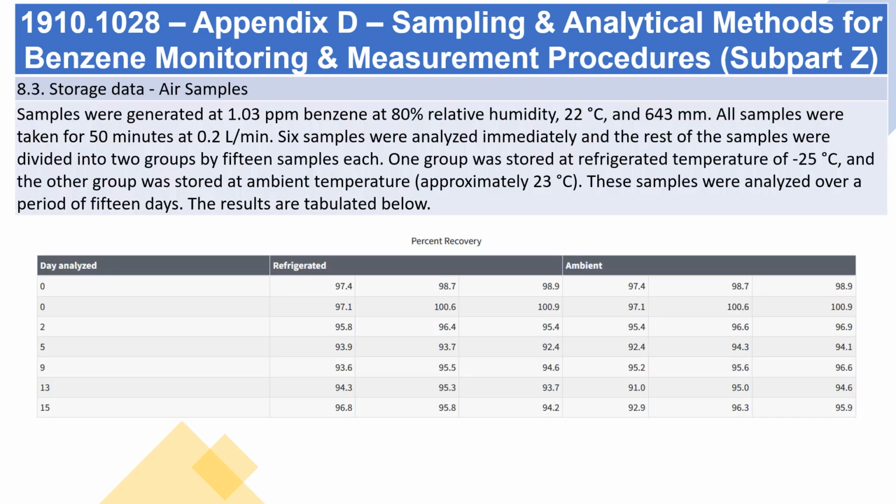8.3 Storage data, air samples. Samples were generated at 1.03 ppm benzene at 80% relative humidity, 22 degrees Celsius, and 643 millimeters. All samples were taken for 50 minutes at 0.2 liters per minute. 6 samples were analyzed immediately and the rest of the samples were divided into 2 groups of 15 samples each. One group was stored at a refrigerated temperature of -25 degrees Celsius, and the other group was stored at ambient temperature, approximately 23 degrees Celsius. These samples were analyzed over a period of 15 days. The results are tabulated below.